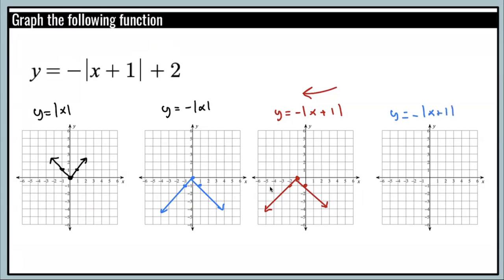All right, last but not least, we're gonna do y equals negative absolute value of x plus 1, plus 2. So that means we're gonna move up 2, right? We're gonna go left 1, up 2. You're gonna go down 1, 1, all right? And that's our graph.